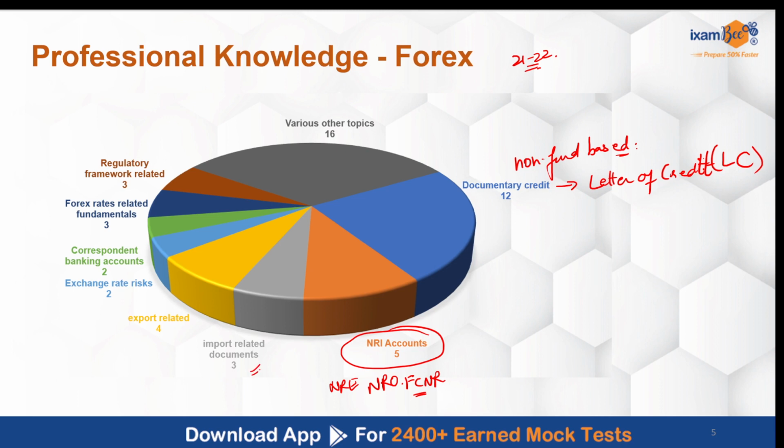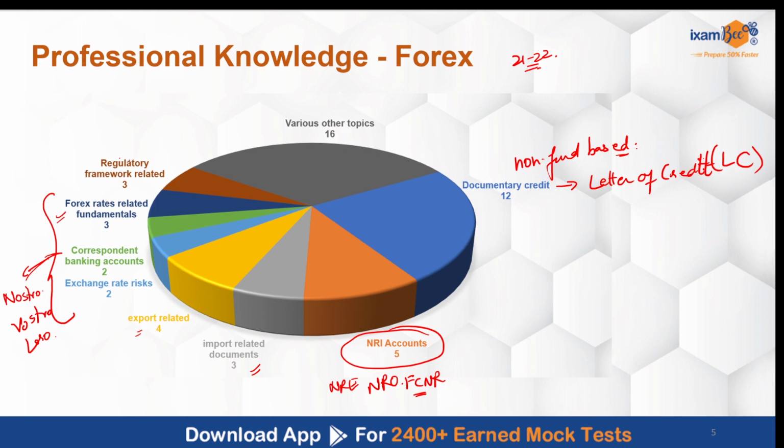Then import related documents related questions were there. Export related documents related questions were there, around 4. Forex fundamental questions were there, around 7, where 2 were related to Forex risks, 2 were related to correspondent banking accounts, that is most commonly you may know it as Nostro account or a Vostro account or a Loro account. These are the 3 correspondent banking accounts used in foreign exchange banking. Then there were certain related to the Forex rates. So these were your Forex fundamental questions.